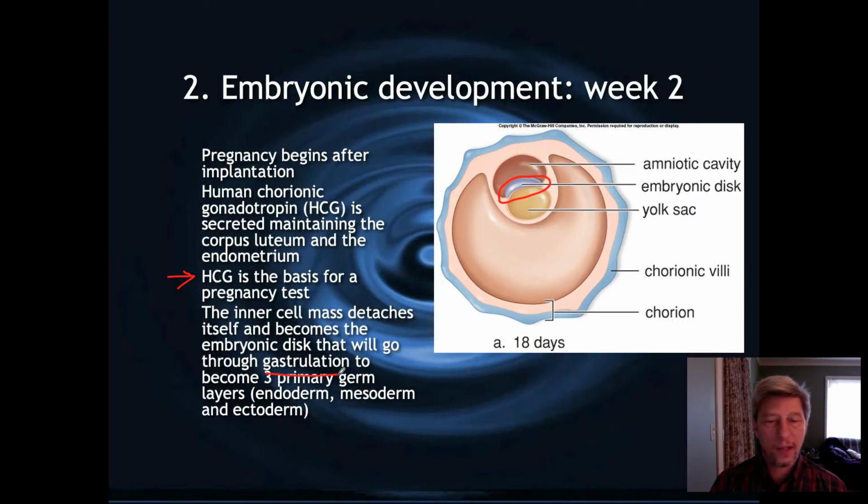All right. And so gastrulation forms the three primary germ layers: the endoderm, which is the innermost layer, the mesoderm, which is the middle layer, and the ectoderm, which is the outermost layer. The ectoderm will eventually become things like the skin and the nervous system. The mesoderm will become muscles and the internal organs. And finally, the endoderm will become the digestive tract.